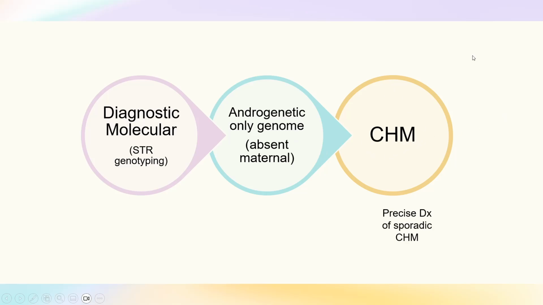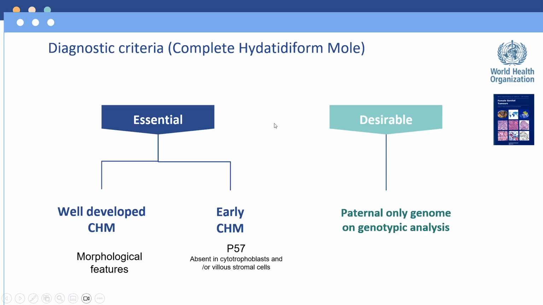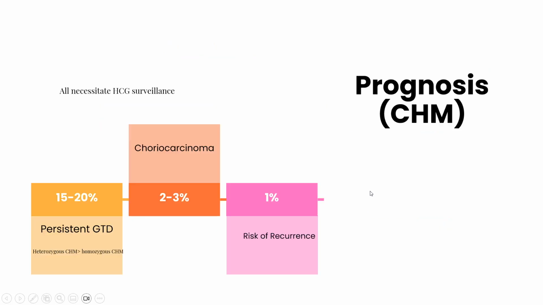Some people may opt for karyotyping, but karyotyping provides you with ploidy only. It says it's diploid, triploid, or tetraploid, but it's incapable of giving you information about whether it's paternal or maternal. So if genotyping is available, it would give you a precise diagnosis, especially for sporadic, androgenetic-only complete moles. To wrap up, according to the WHO, we have essential criteria and desirable criteria. Essential criteria include the morphological or histological features with P57 in early cases. The desirable are the genotypic analysis.